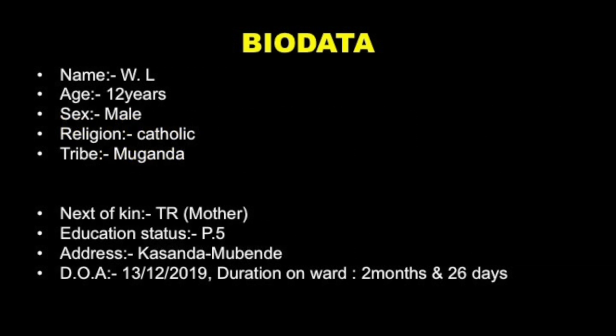The name is WL, a 12-year-old male, Catholic, Ugandan. The next of kin is the mother, TR. His education status is P5. Address is Kasanda, Bubende, approximately 3 hours from Mulago Hospital. Date of admission was 13/12/2019. The number of days he has spent on the ward is 2 months and 26 days.